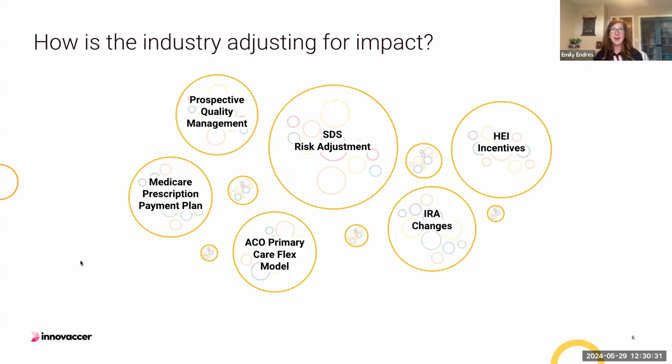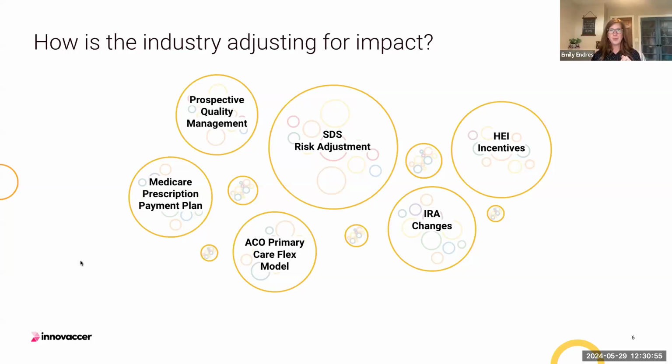We've got IRA changes, health equity index awards, and incentives, the ACO primary care flex model, the Medicare prescription payment plan and copay smoothing, prospective quality management. There is a lot going on at this point in time, in addition to what we have already discussed on this webinar today.